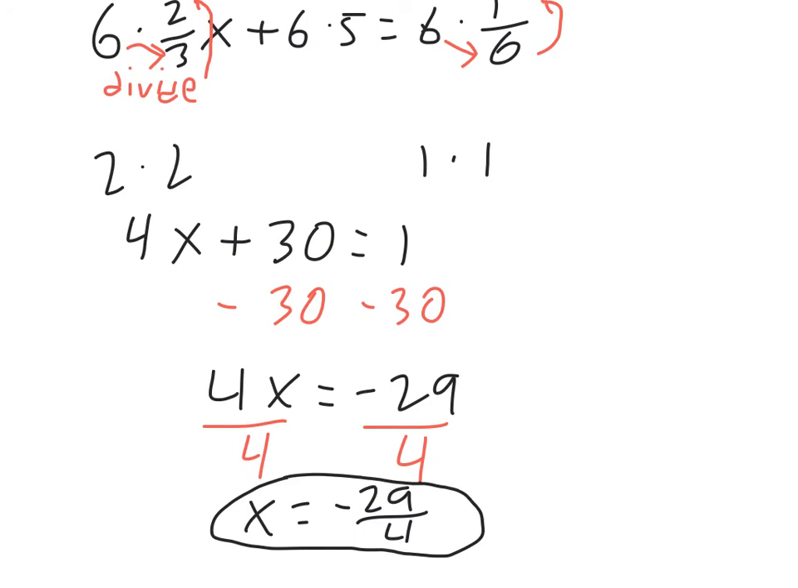And that's fine to leave your answer as a fraction. I don't need it as a decimal. Feel free to leave it just like it is as a fraction. If it needs to be reduced, though, please reduce it fully. But this one, negative 29 over 4, can't be reduced, so that's your final answer.